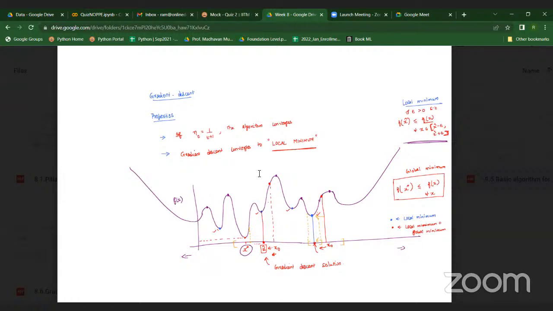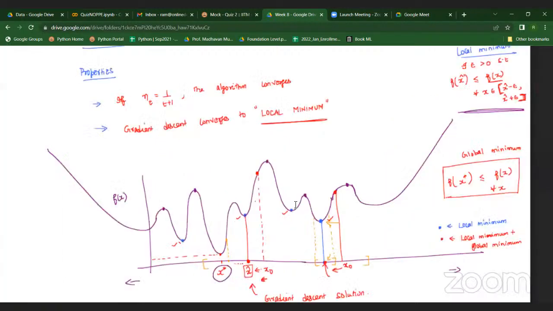What could happen is, like I told for the example of the equation of degree 6, the f dash of x is of degree 5. Even though f dash of x equals 0, it might not be the global minimum. It could be the local minimum.